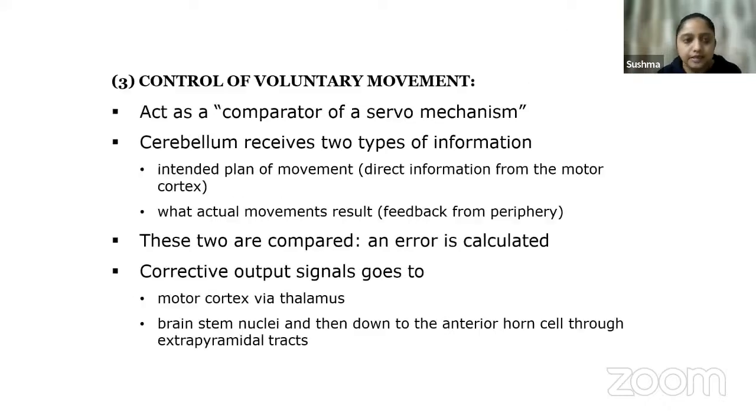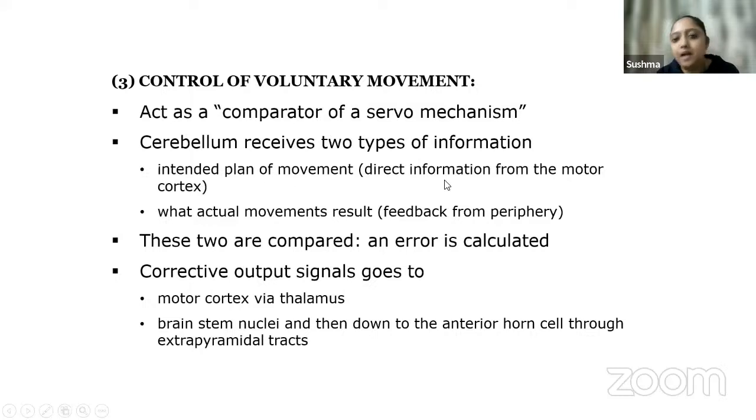Correct? Yes. Then control of voluntary movement is a function of the neocerebellum, that is the cerebrocerebellum, that tells whether this particular voluntary movement is safe or not. Correct? Yeah. So basically, it receives two types of information.